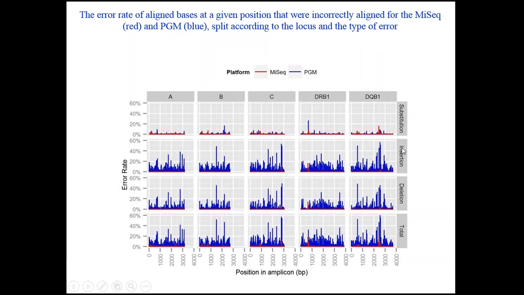It is obvious from this graph that in terms of insertions and deletions, we have a significantly higher rate of errors by the PGM, significantly lower by MiSeq, while the error rate of substitutions is very comparable.